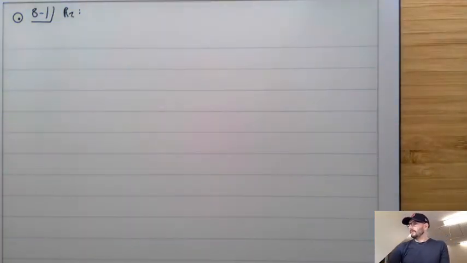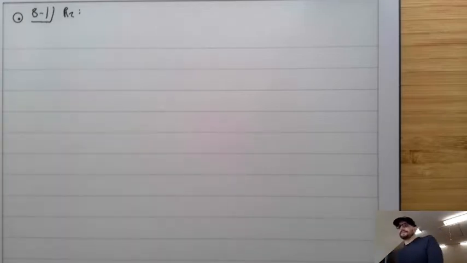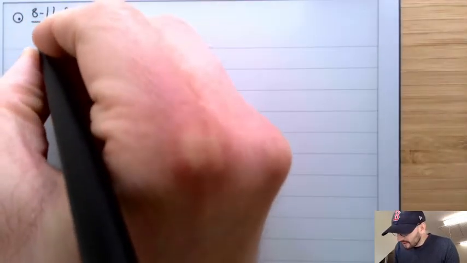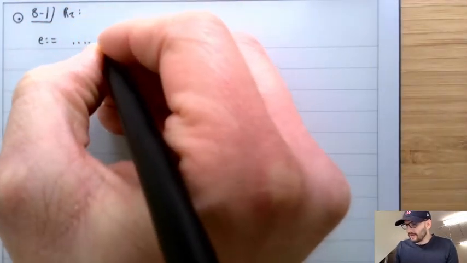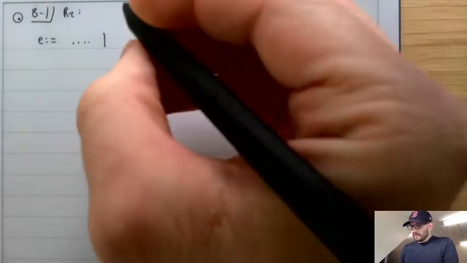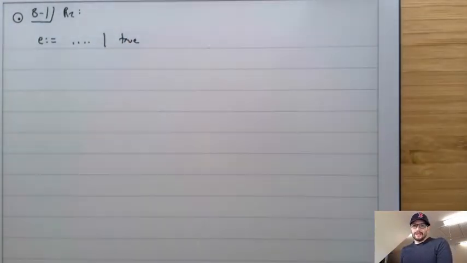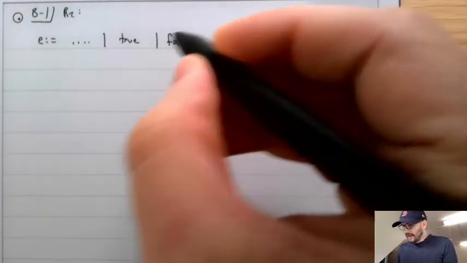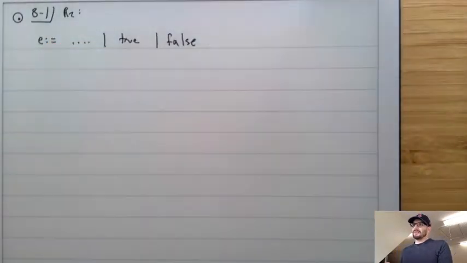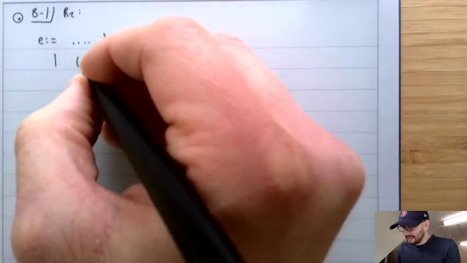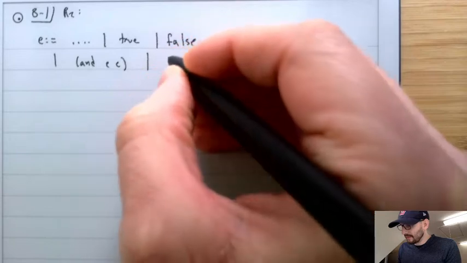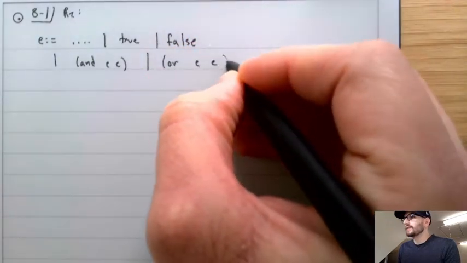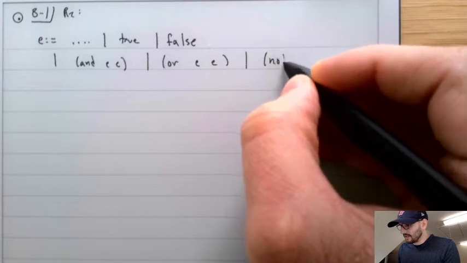And R2 looks like the following. So our expressions will be everything that we had before, except that we'll have a few new things. We'll have true, which is the true constant. We'll have false, which is the false constant. And then we'll have a bunch of operations that combine booleans. So we'll have and of 2 e's, we'll have or of 2 e's, and we'll have not of 1 e.